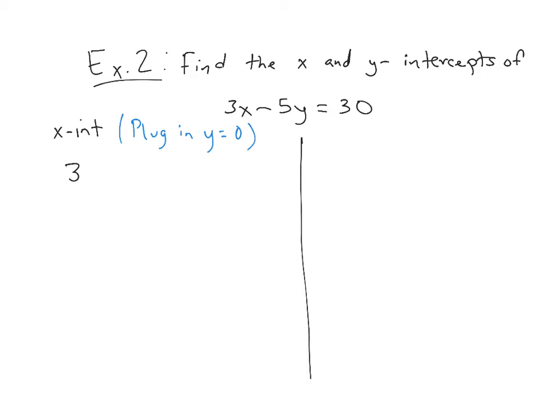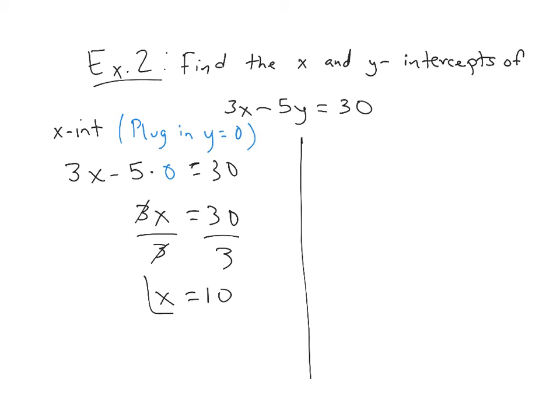So in order to do that, we're going to have 3x minus 5 times y, right? So 5 times 0 is equal to 30, which really just boils down to 3x equals 30. So go ahead and solve that one out for x if I have 3 times x equal to 30. Good, hopefully we divided by 3 there, and when we do that we get x equals 10. That's going to mean our x-intercept is going to be the point 10, 0.